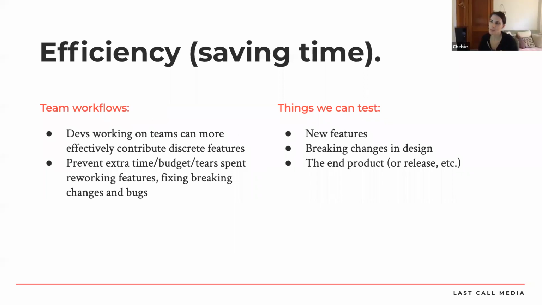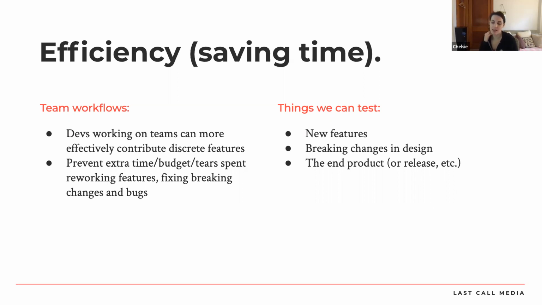So I think the main reason why it's really helpful to use visual regression testing is for efficiency. So developers who are working on teams can more effectively work separately, contributing discrete features without accidentally working over each other. And you can also prevent a lot of extra time, budget, and tears spent reworking features and fixing breaking changes and bugs.